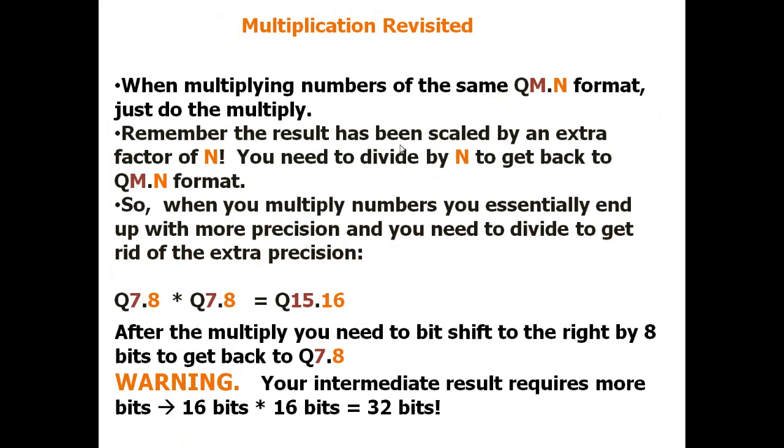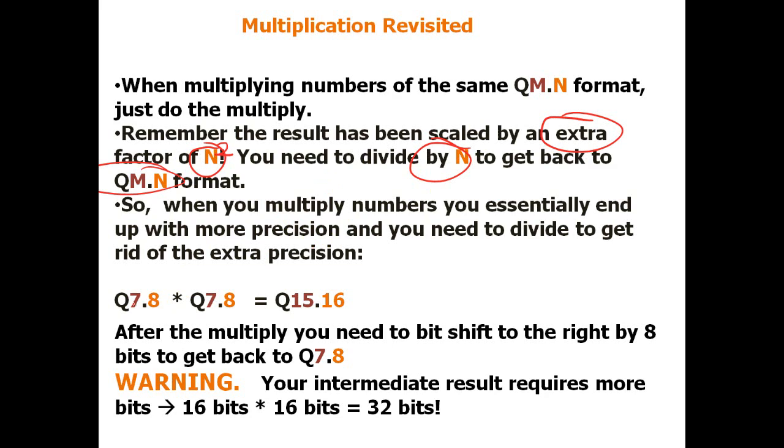So if you want to multiply Q numbers, and it's the same m.n format, it's just like when we first started looking at fixed point numbers. Just do the multiply. You just have an extra factor of n, this n squared term, so you've got to divide by n to get back to Qm.n. Another interpretation is that when you multiply numbers, you essentially end up with more precision than you started with, and you've got to divide it out.